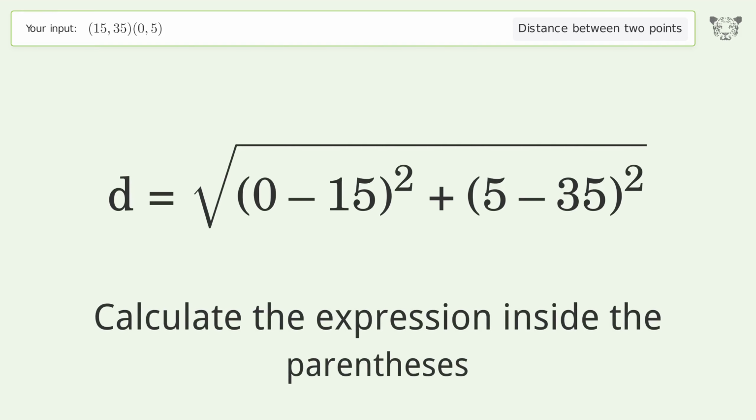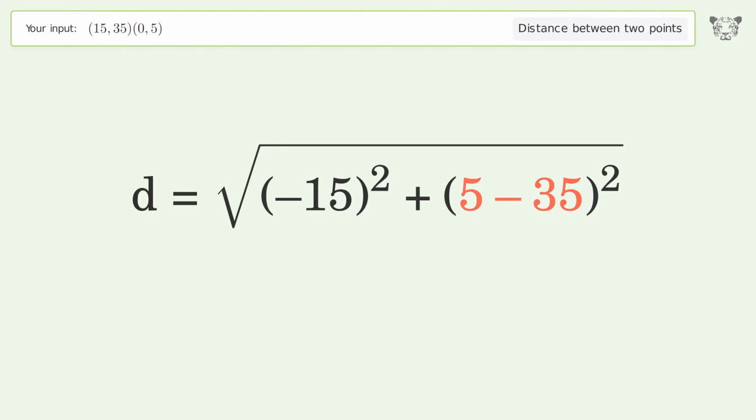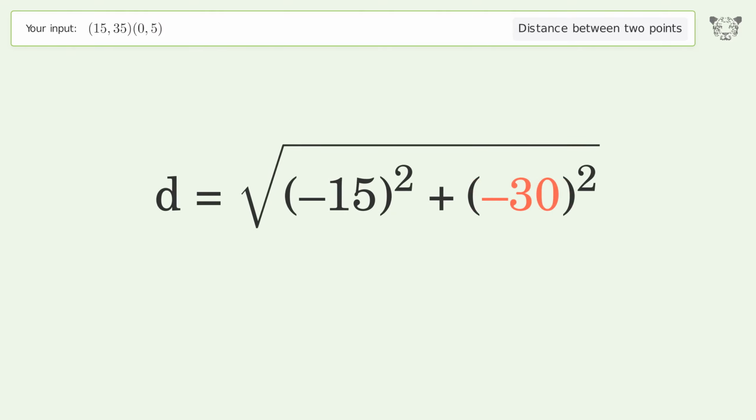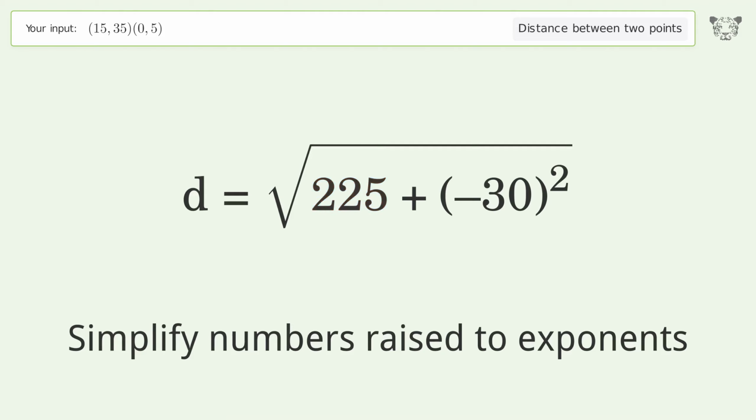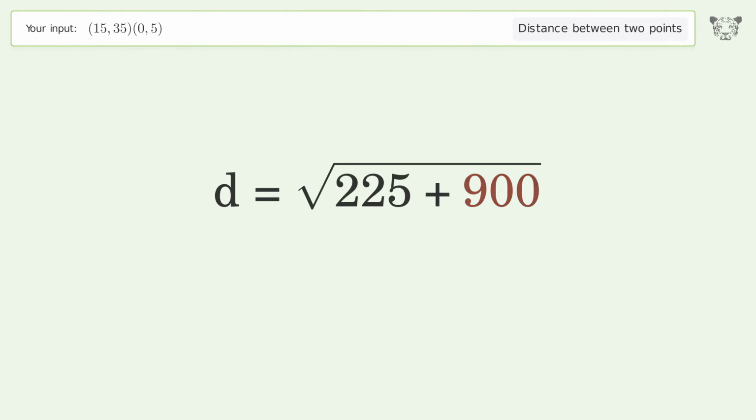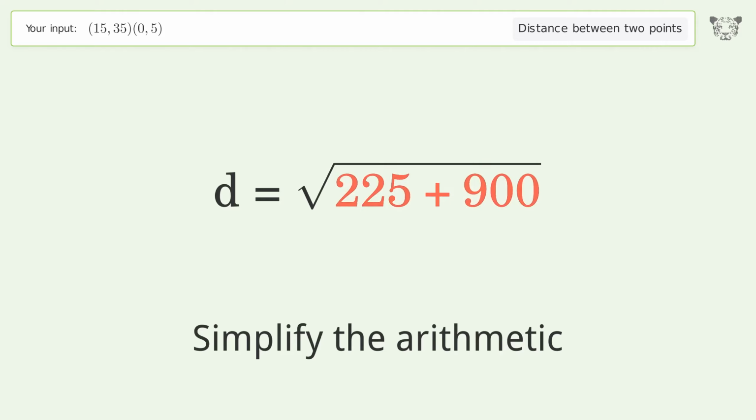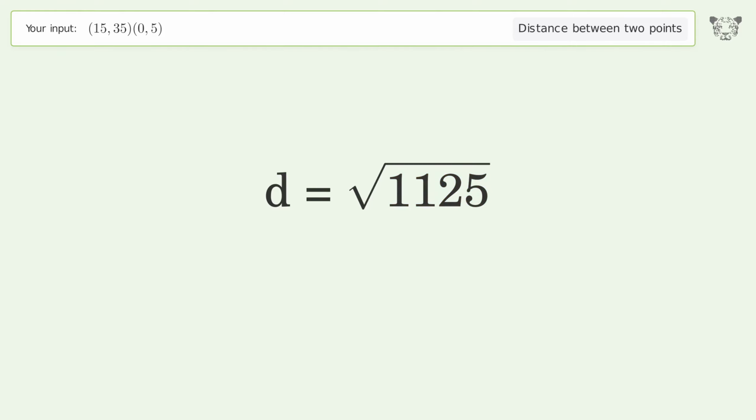Calculate the expression inside the parentheses. Simplify numbers raised to exponents. Simplify the arithmetic. And so the distance between the 2 points is the square root of 1,125, or 33.541.